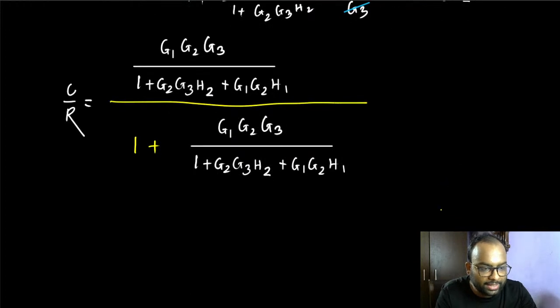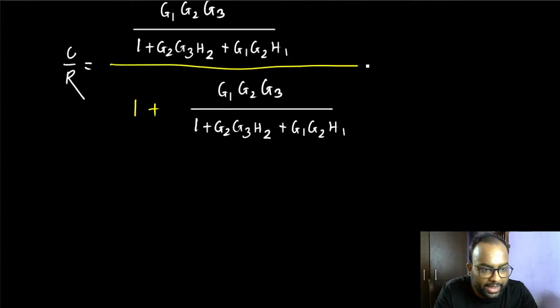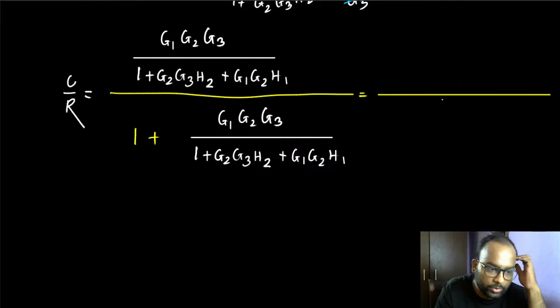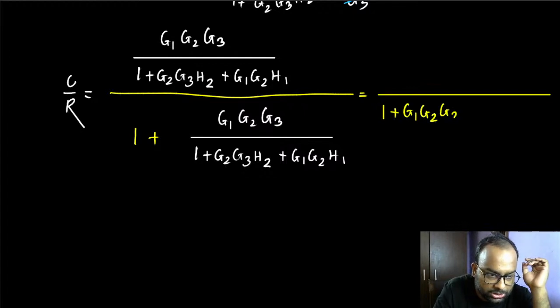Okay, so that's the simplification. And again here we can once again simplify this. It won't be very difficult. Since the denominators will be the same, they will cancel out with each other. And in the denominator we have 1 plus G1 G2 G3 plus G1 G2 H1.